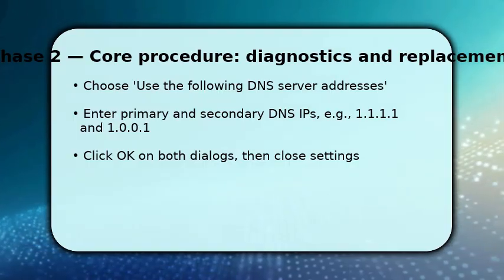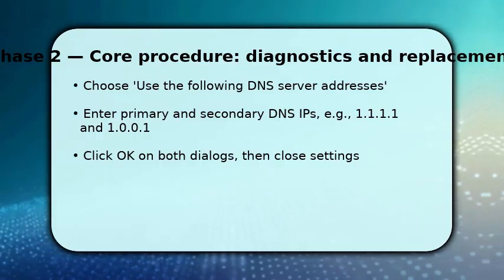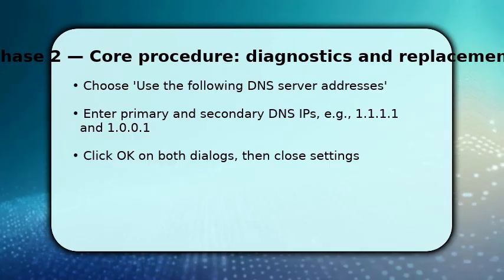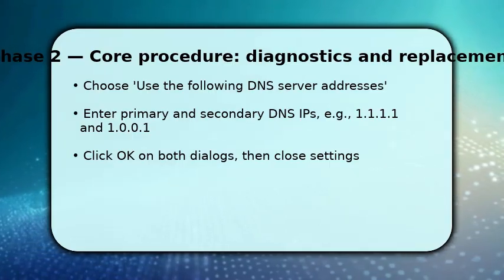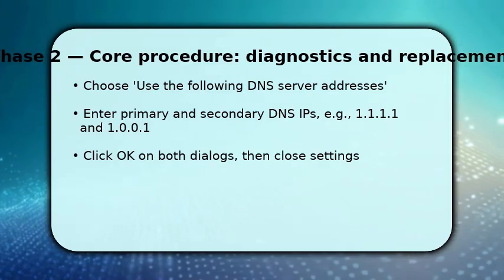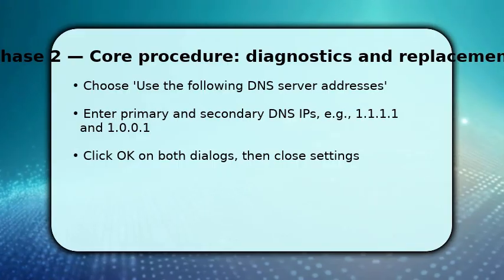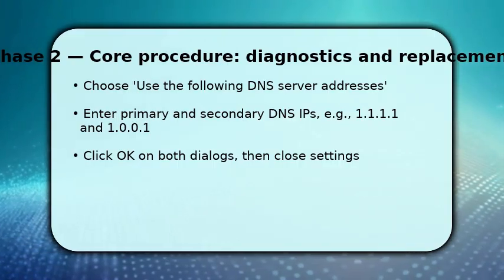Type the primary DNS IP in the top field, then the secondary in the alternate field. Common choices are 1.1.1.1 and 1.0.0.1, or 8.8.8.8 and 8.8.4.4. After entering both, click OK to save, then OK again to close the adapter dialog.